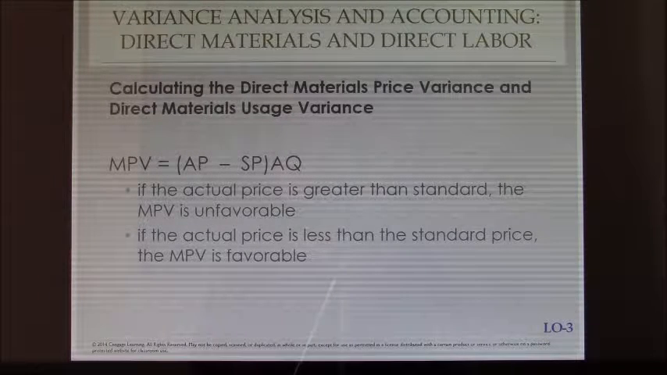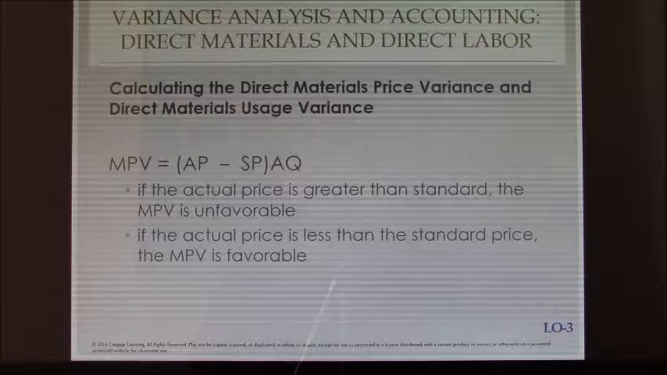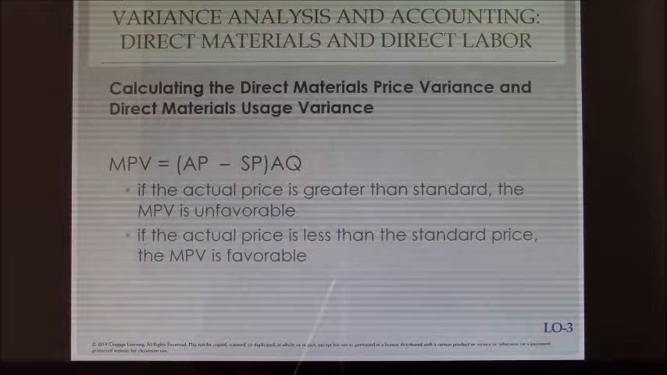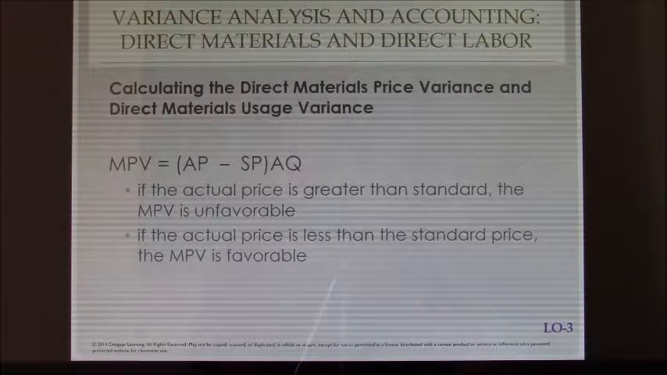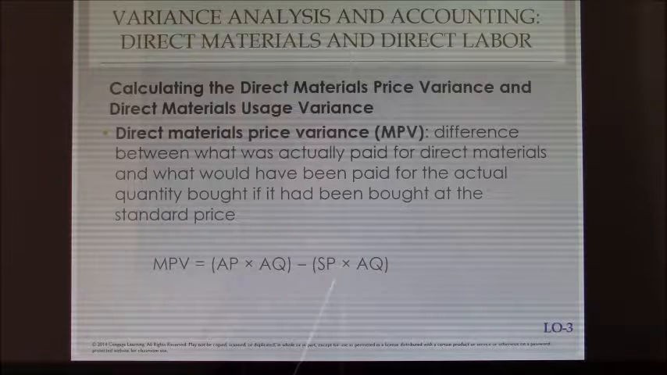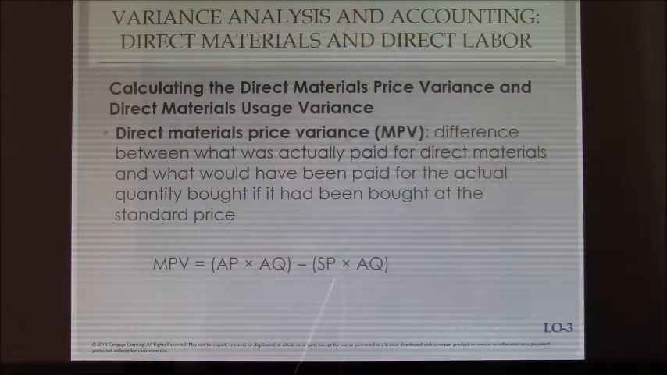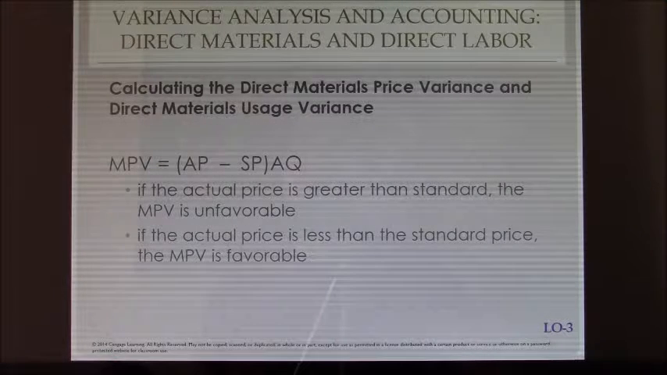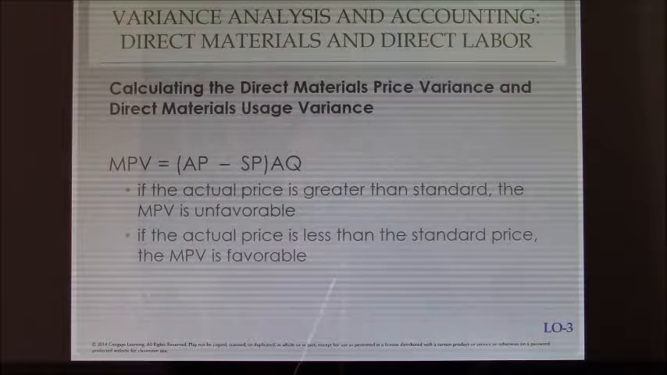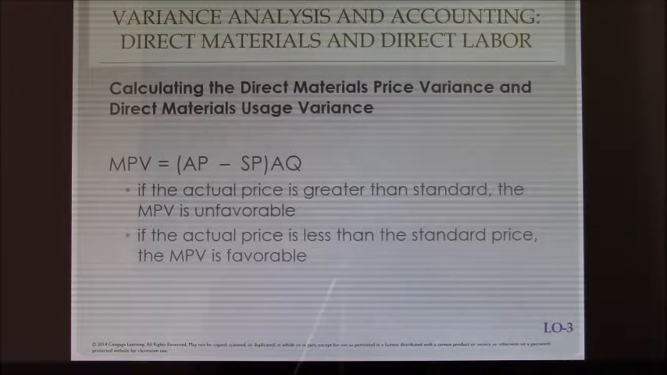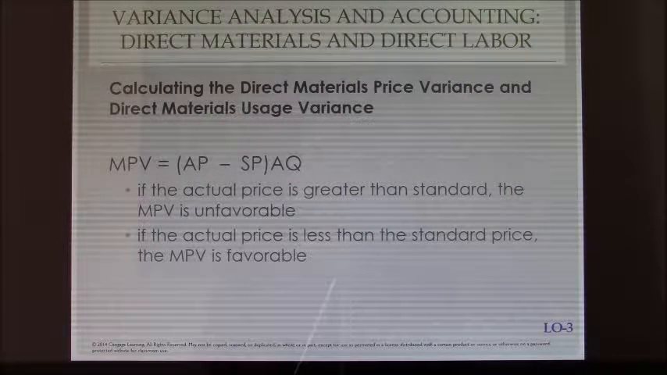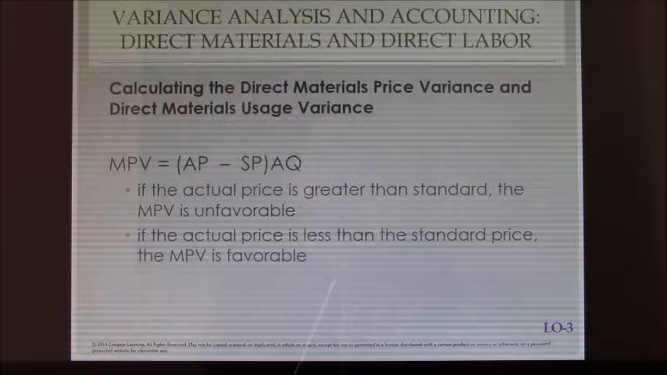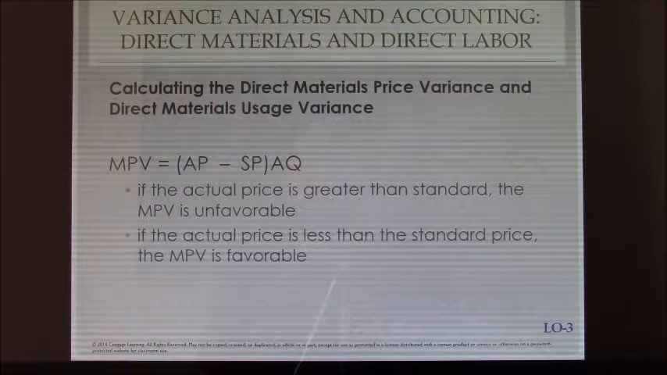All right, the direct material price variance. All we did was combine those two. AP minus SP times AQ. That's just a little algebra there. So here's your formula, AP minus SP times AQ. And you calculate the number. And if that number is bigger than the standard, it's a U. If the number is littler, it's an F.